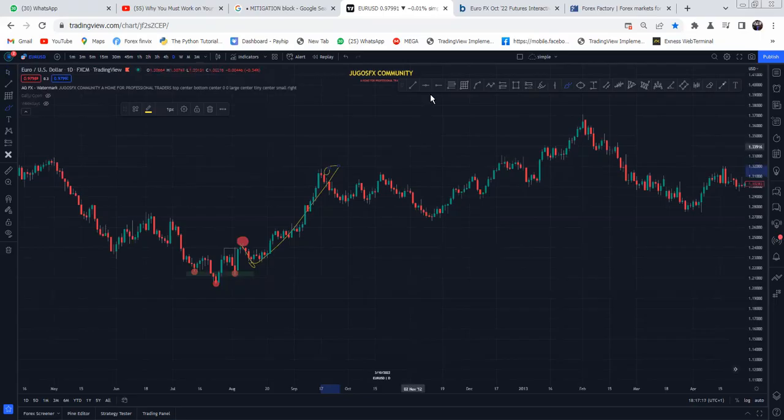Backtest it. In the next lesson, we're going to go into other blocks: bullish order blocks, bearish mitigation blocks, and the breaker blocks.